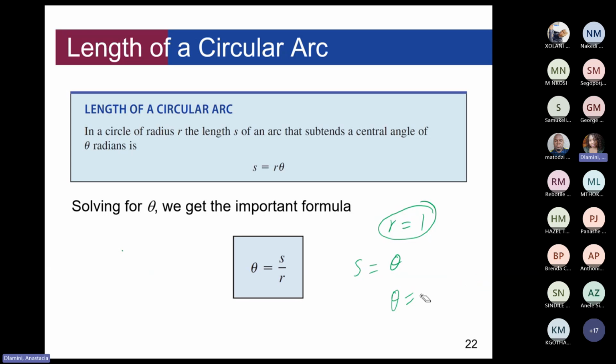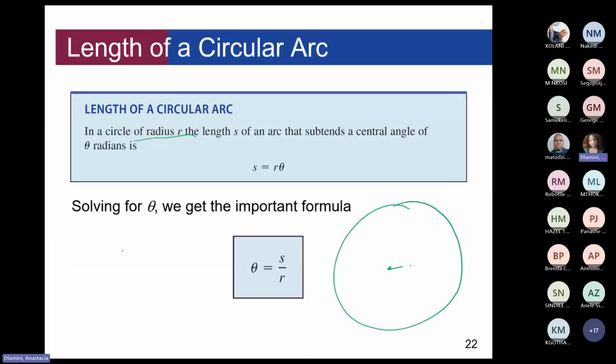So because we don't know the radius and we're not dealing with the unit circle, we are saying a circle of radius r. So we're just drawing a circle and saying this is r. Let's say this is another r. And then here, the arc length, this is s, guys. That's what we call the arc length, the length of the arc.